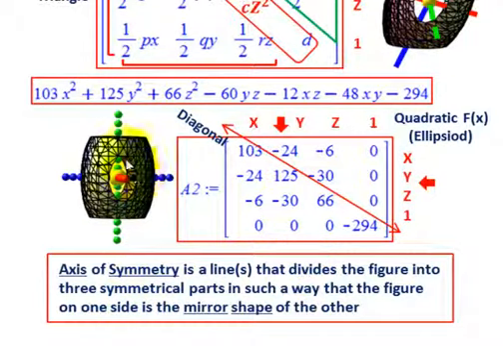We got our x, y, and z axis here with these little blue dots, green for z axis, blue for our x-axis, and let's say our y-axis is red, vice versa, whatever. But it divides the figure into 3 symmetrical parts in such a way that the figure on one side is a mirror shape of the other side. If I rotated this ellipsoid around, you would see what we're talking about. I actually cut a hole out in this ellipsoid so you could see where our 0, 0 point is.